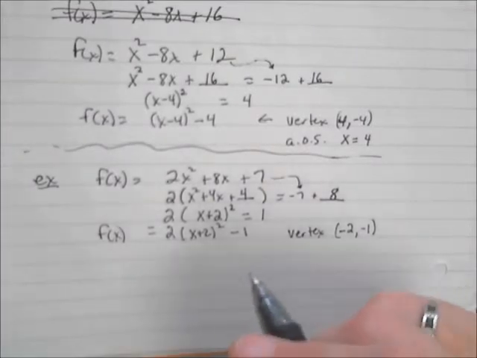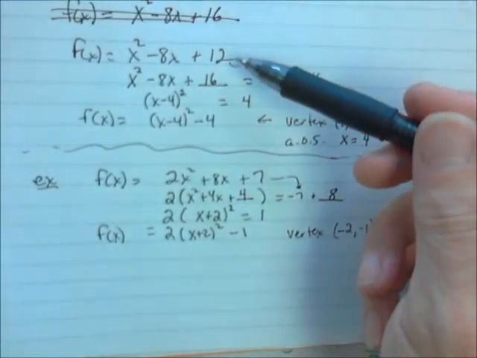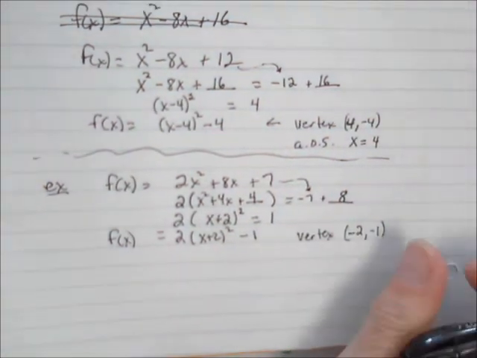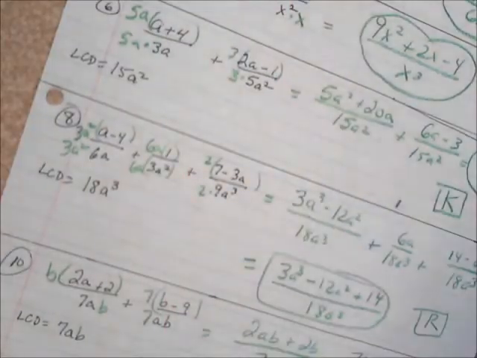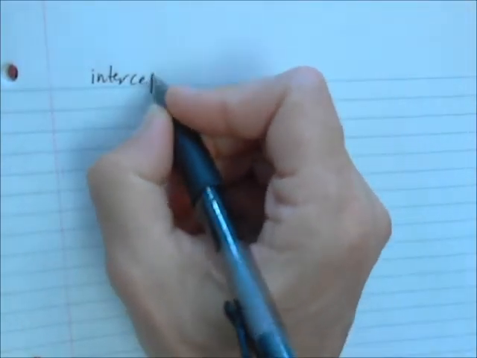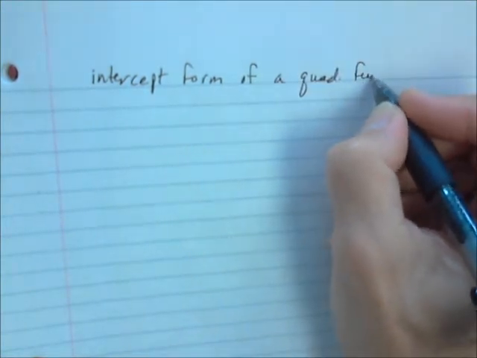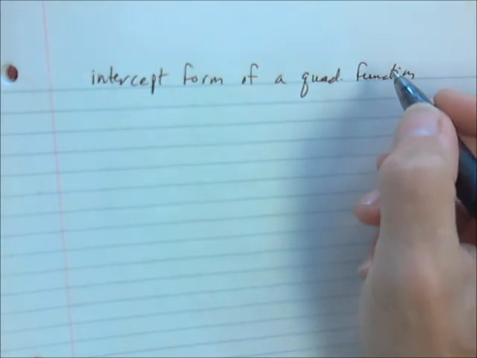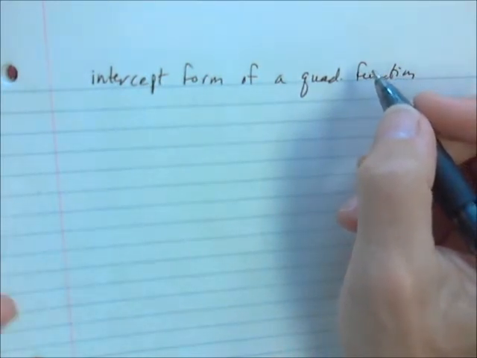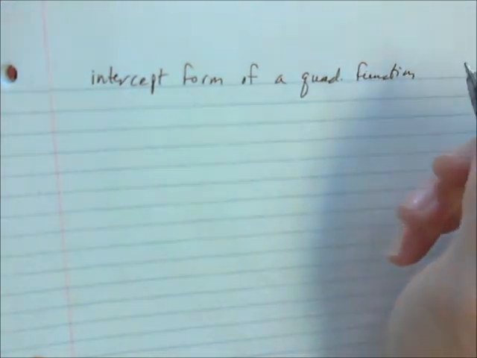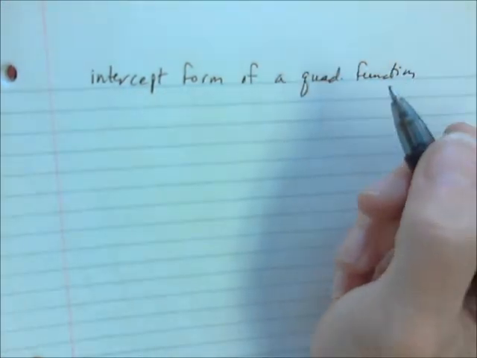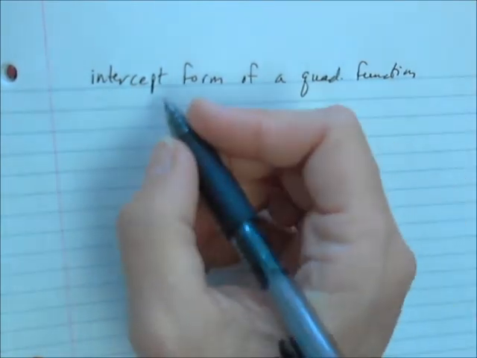So vertex form is a nice form to change your regular quadratic function into so you can graph it easily if you need to. There's another form of a quadratic function that you should be familiar with. This is called intercept form. In intercept form, what you're being given is the x-intercepts in terms of p and q.